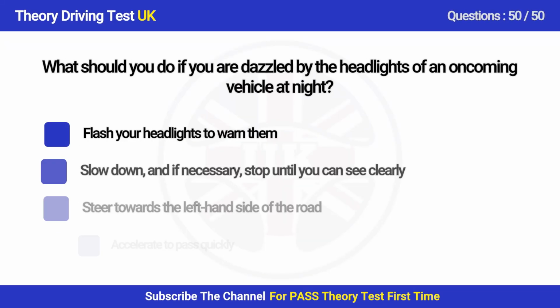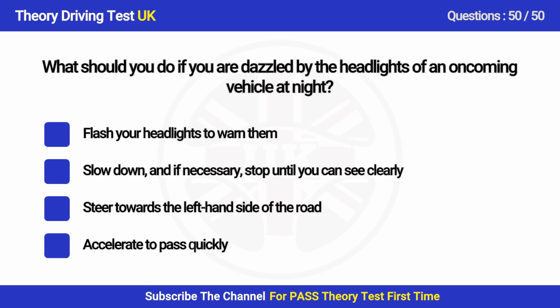Question 50. What should you do if you are dazzled by the headlights of an oncoming vehicle at night? A. Flash your headlights to warn them. B. Slow down and if necessary stop until you can see clearly. C. Steer towards the side of the road. D. Accelerate to pass quickly.